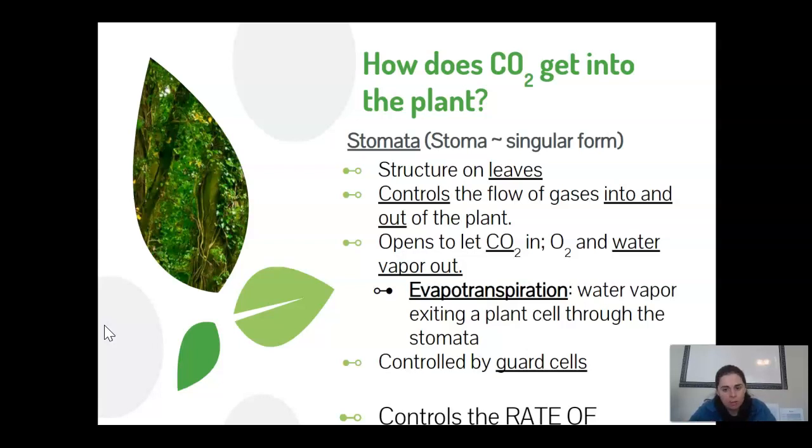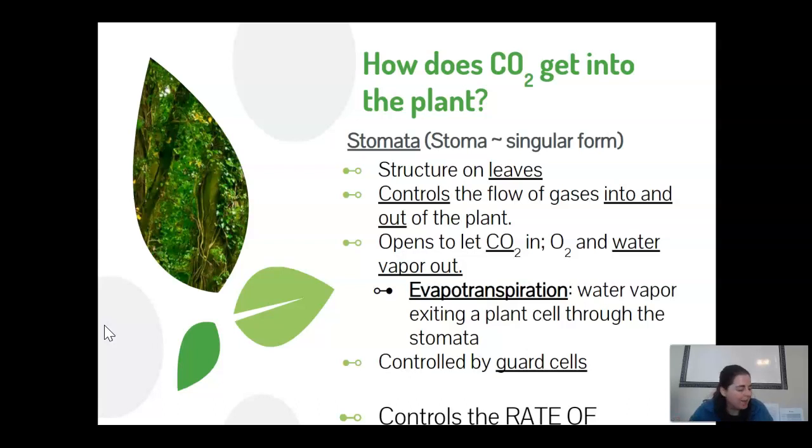And here's another vocab term: evapotranspiration, which is water vapor exiting a plant cell through the stomata. It is controlled by the guard cells. So the guard cells make up the stomata with the opening, okay? We'll look at the structure of that in just a second.